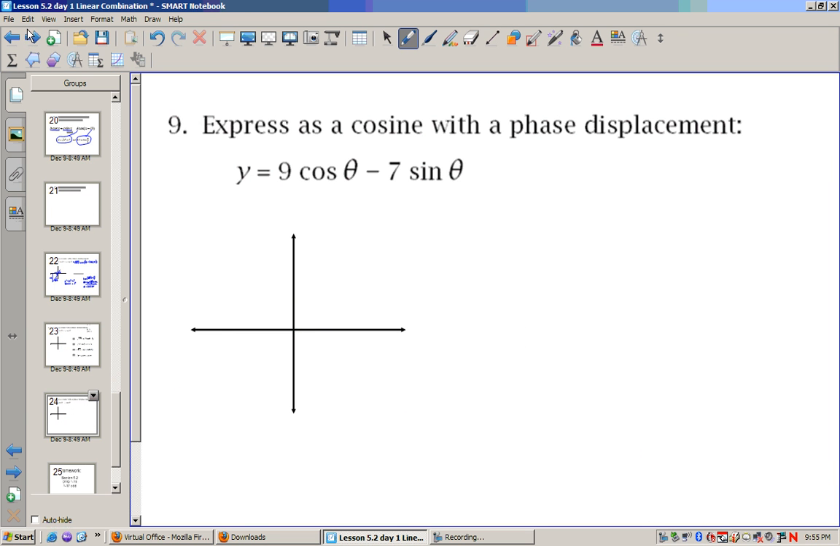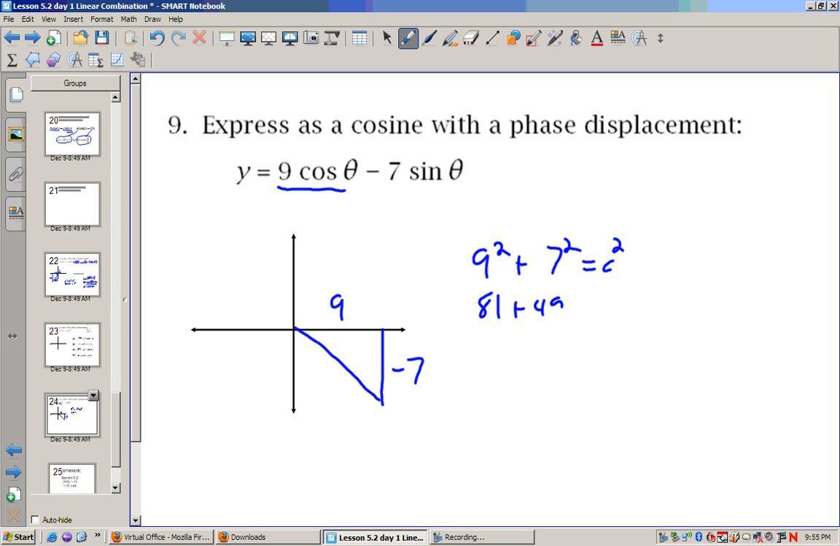Alright. Now in number 9, I go 9 in the cosine direction, negative 7 in the sine direction. Remember that cosine goes in the x direction, sine goes in the y direction. That's why the 9 goes there and the negative 7 goes there. So if I want to find my hypotenuse, 9 squared plus 7 squared equals c squared. 81 plus 49 is 130. If I take the square root, that'll be that length. So that's my new amplitude.